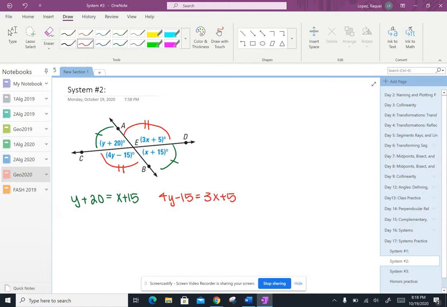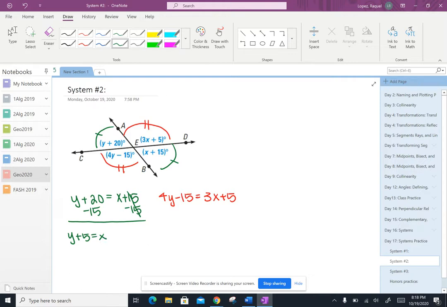Okay, so from there, I want to take a look and see if I want to solve this using substitution or elimination. If I look at the equation in green, both my x and my y have a coefficient of 1. So I'm going to lean towards using substitution to solve this system. I'm going to solve for x in the green equation. When I solve for x, I'm going to move that 15 to the other side, and I've got y plus 5 equals x.